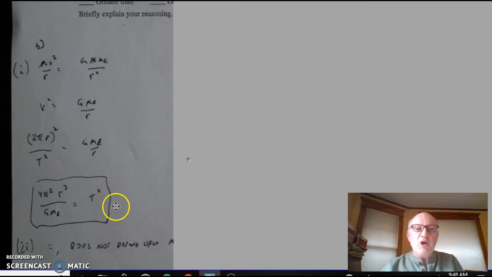Okay, so you can see what happens here. You can predict how t depends upon the radius or the mass of the Earth and physical constants like 4 pi squared and G. Okay, so that was the solution there.